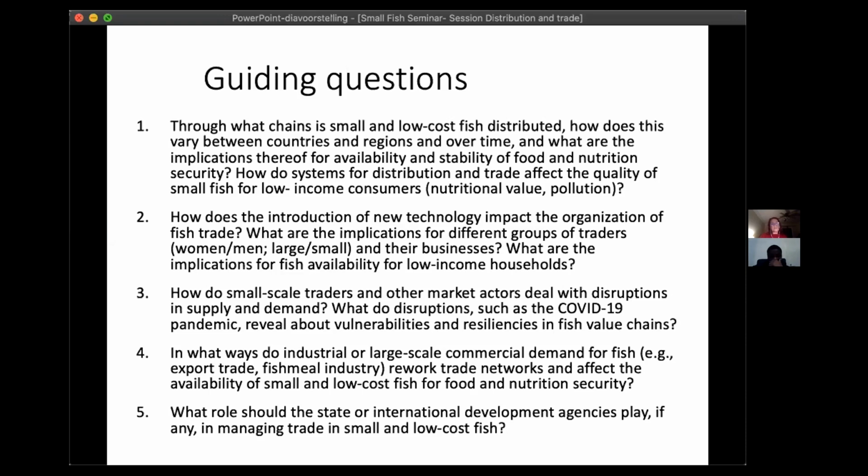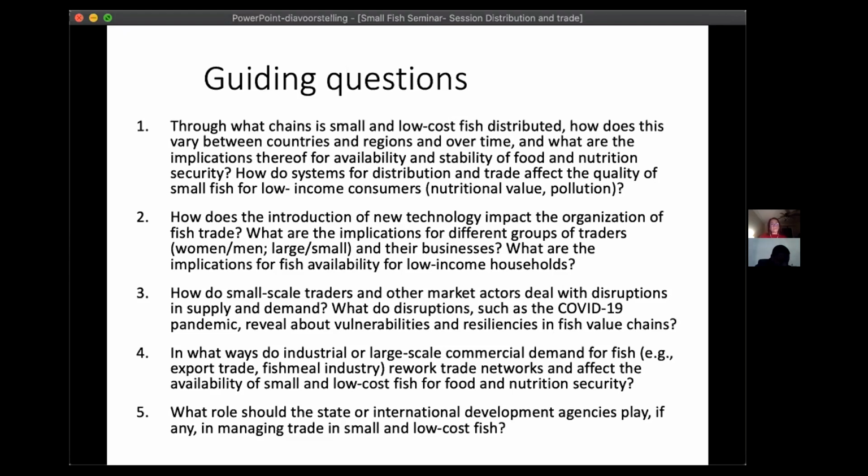A third question is, how do small-scale traders and other market actors deal with disruptions in supply and demand? What do disruptions such as the COVID-19 pandemic reveal about vulnerabilities and resilience in fish value chains?